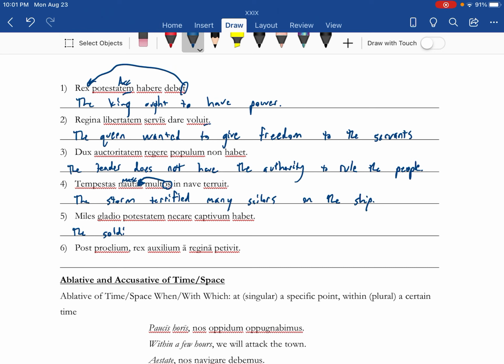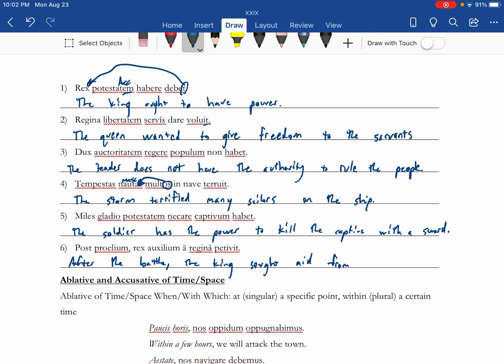The soldier has the power, potestatem. To kill the captive, necari captivum. With the sword, gladio. And then post proelium, after the battle. The king sought or asked for aid, auxilium, from the queen.